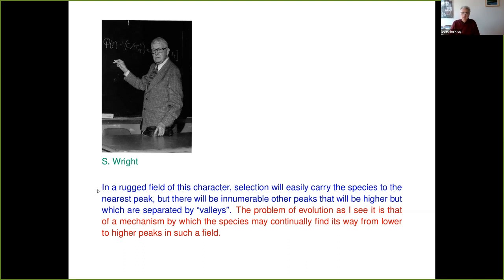So what he says here is that in a rugged field of this character, so this is what we call the fitness landscape, selection will easily carry the species to the nearest peak, but there will be innumerable other peaks that will be higher, but which are separated by valleys. The problem of evolution, as I see it, is that of a mechanism by which the species may continually find its way from lower to higher peaks in such a field.